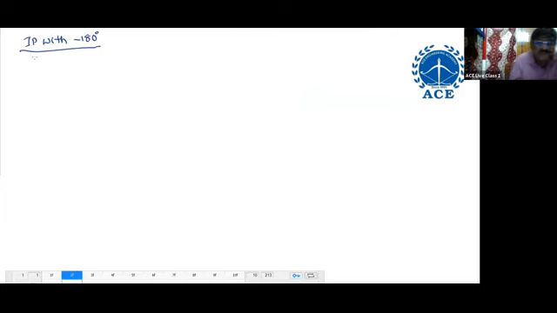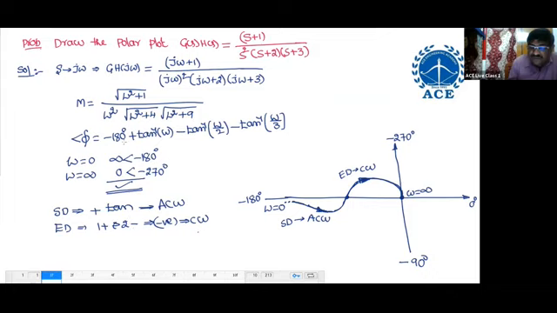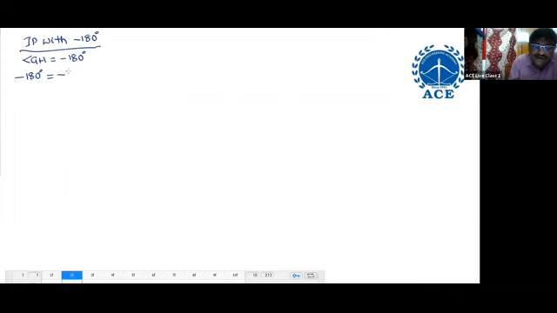Come on, find it. Angle GH equal to minus 180. So minus 180 equal to minus 180 plus tan inverse omega minus tan inverse of omega by 2 minus tan inverse of omega by 3.